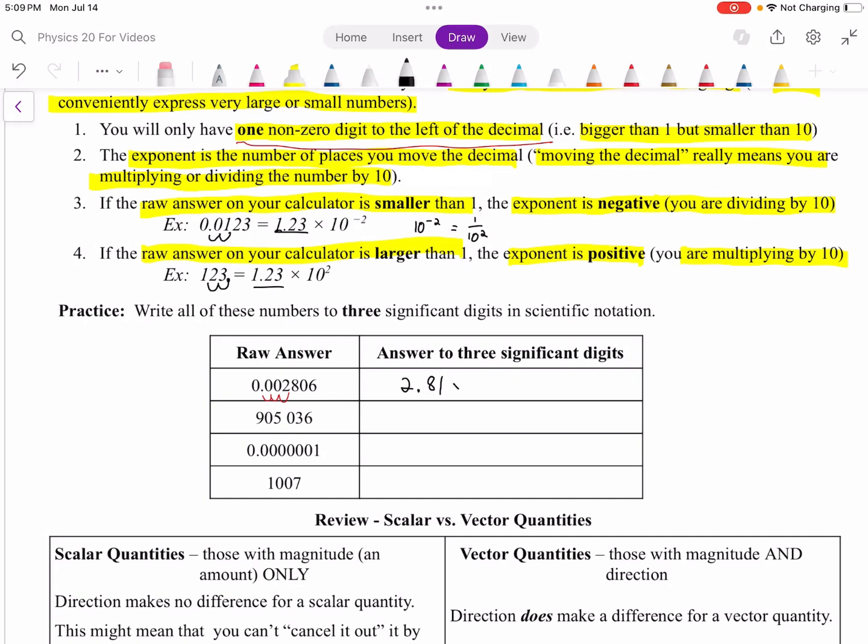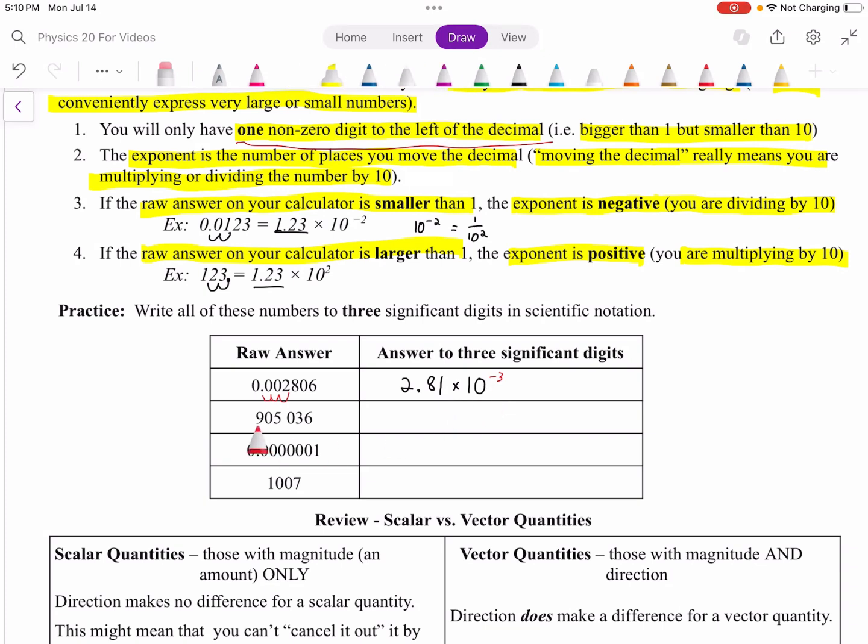Okay, 2.81 times 10 to the power of, we know we move the decimal 1, 2, 3 times, so this number is going to involve a 3. We've got to ask ourselves, should it be positive 3 or negative 3 as the exponent? It should be a negative 3, right? One way to look at it, this is a small number, right? So we need to be dividing 2.81 by 10 3 times for it to be equivalent to this, not multiplying it by 10 3 times. So 2.81 times 10 to the negative 3.